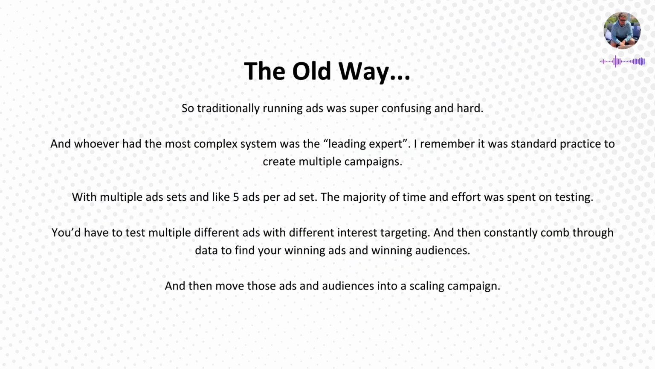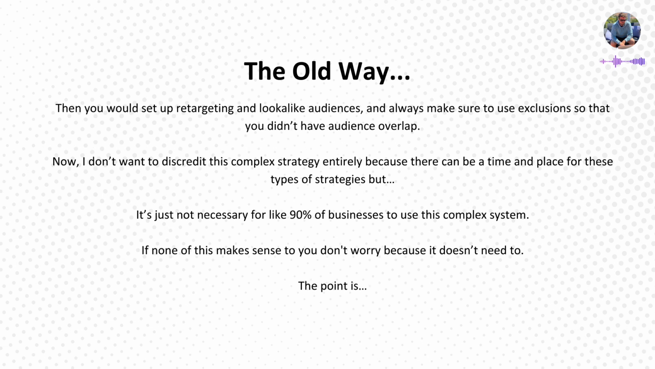So traditionally, running ads was super confusing and hard, and whoever had the most complex system was the leading expert. And I remember it was standard practice to create multiple campaigns with multiple ad sets and like 5 ads per ad set. And the majority of time and effort was spent on testing. And you'd have multiple different ads with different interest targeting and then continuously comb through data to find your winning ads and winning audiences, and then move those ads and audiences into a scaling campaign. And then you would set up retargeting and lookalike audiences and always make sure to use exclusions so that you didn't have audience overlap. And now I don't want to discredit this complex strategy entirely because there can be a time and place for these types of strategies, but it's just not necessary for like 90% of businesses to use a complex system like this.